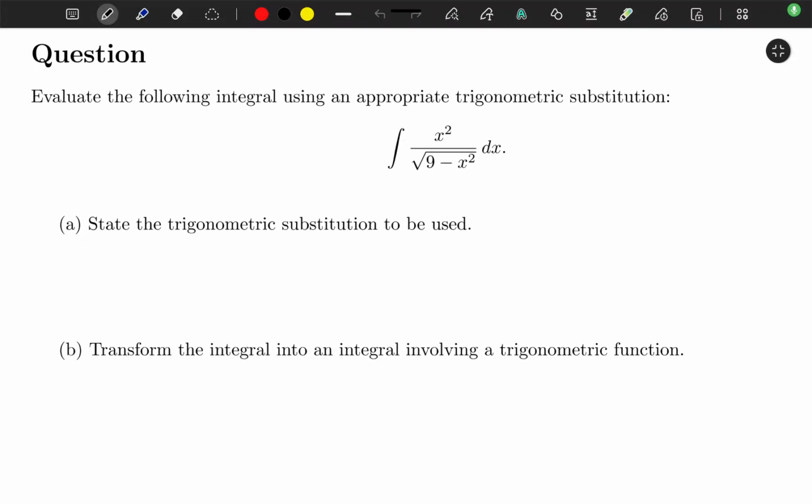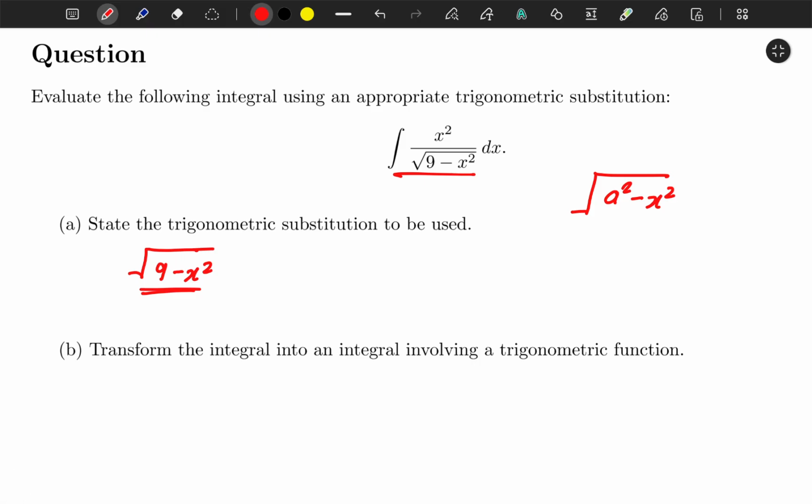Evaluate the following integral using an appropriate trigonometric substitution. So state the trigonometric substitution that must be applied here. Now, one thing that you need to understand is to look at the integrand. This is very important as we move from there onwards. When you have a situation like this, where you have a squared minus x squared, you should be thinking of a trigonometric substitution. So now, which one are we going to use here?